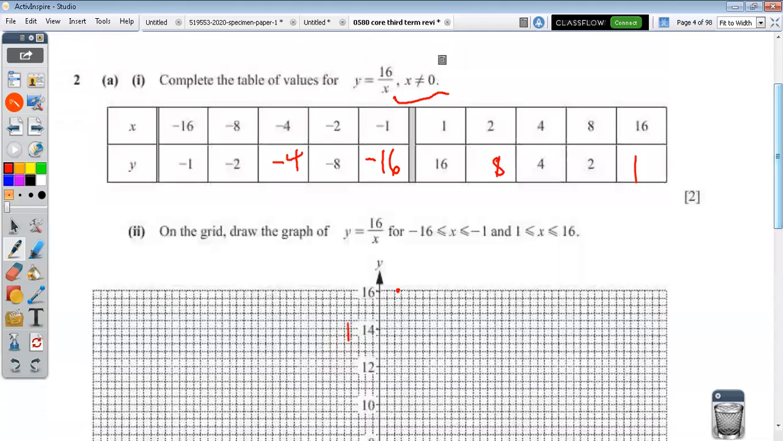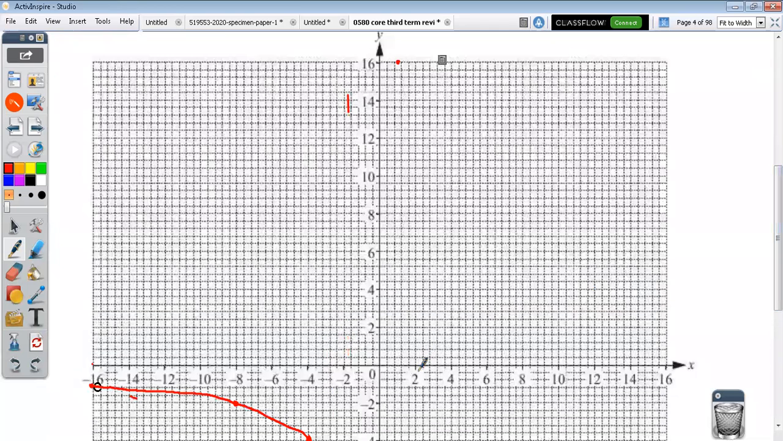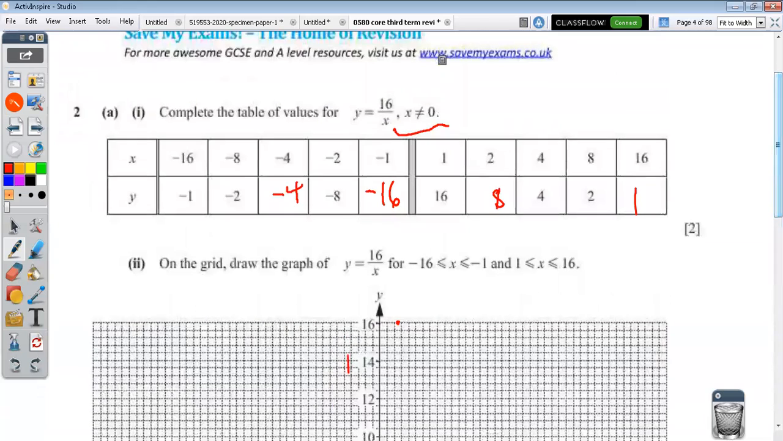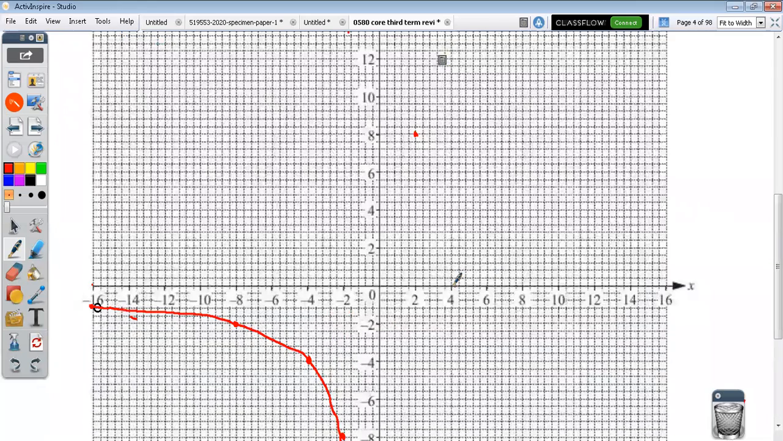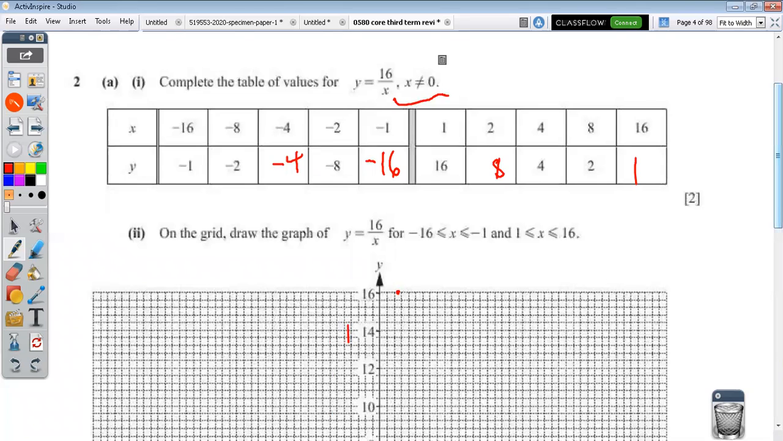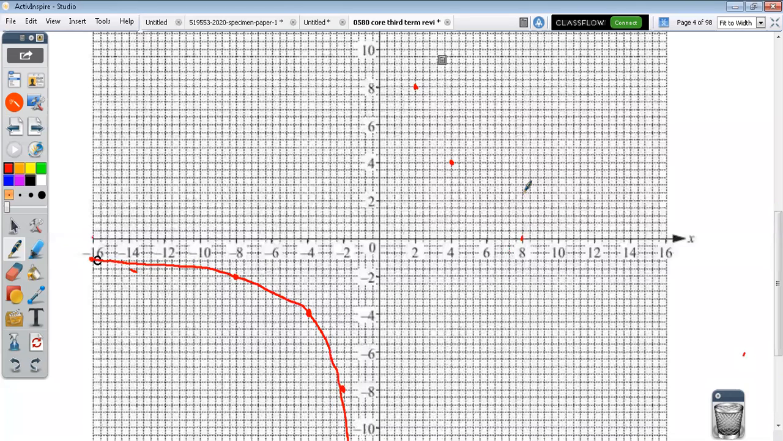Then 2, 8. Follow me. 2, 8. 4, 4. Yeah, so you're following? Yes, sir. 4, 4. 8, 2. Then 8, 2, 16, 1. So 0,4, 0,8, 1. Was how you find the scale. These are 5 boxes. So you simply say 2 divided by 5. 0,4. And it was the same over there.